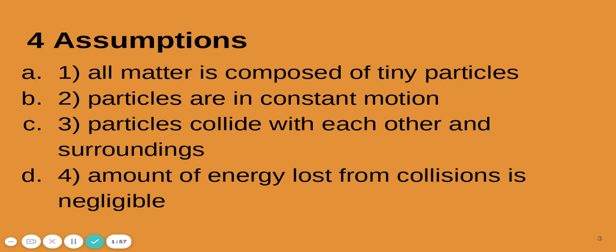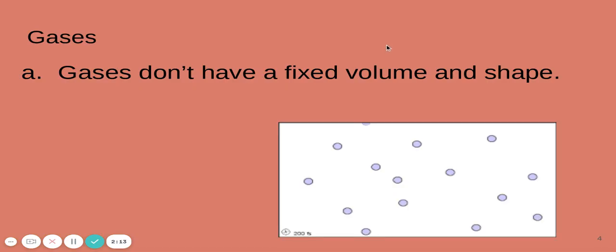So these particles are in constant motion. Now, these particles also are colliding with each other and their surroundings. And when they do this, they're not actually losing any energy. Or if they are, it's really, really small. It's almost like they're not. So we're going to talk about a couple of phases of matter here. You know the big three: solids, liquids, gases. We're going to be talking about one more today.